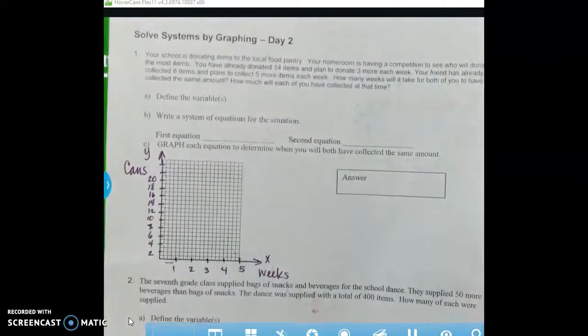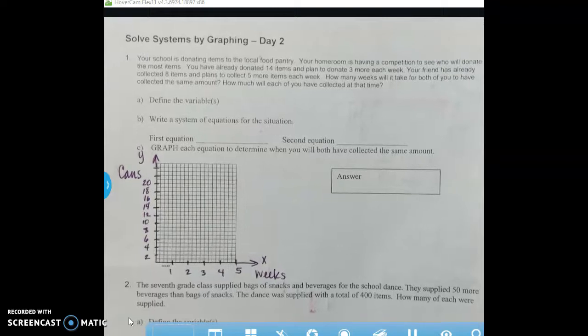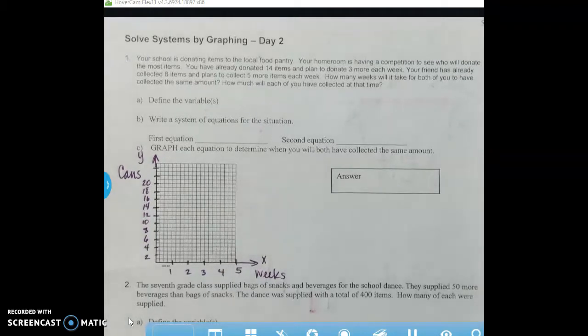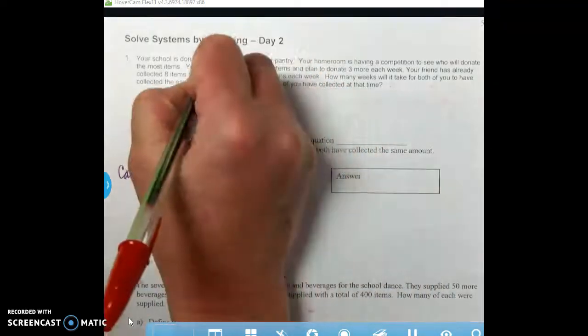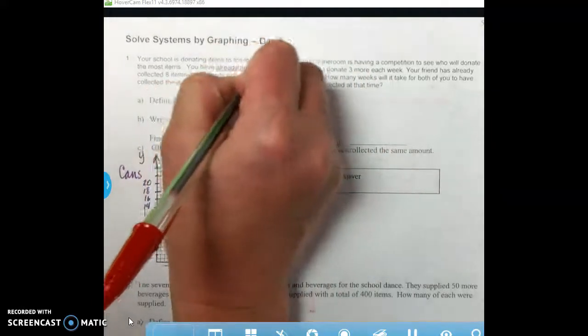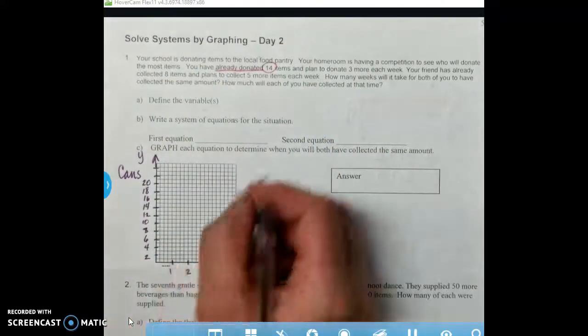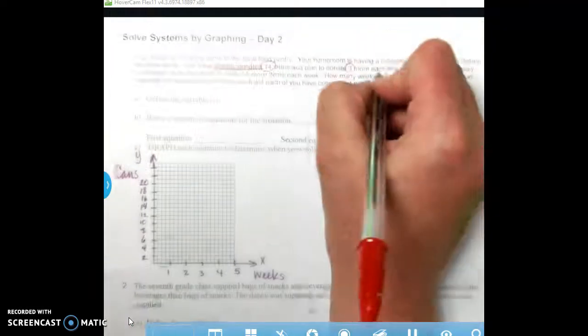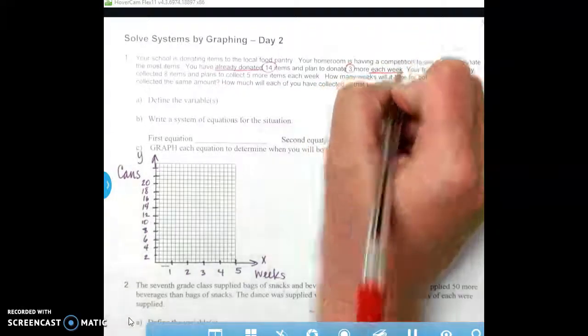So I'm going to flip to the flip side of your note, and we're going to break down this first example right here. There is a lot of important information, so this is a great situation. Your school is donating to a local food pantry. Your homeroom, back to elementary school days, is having a competition to see who will donate the most items. You've already donated 14 items, and you are planning on donating 3 each week.